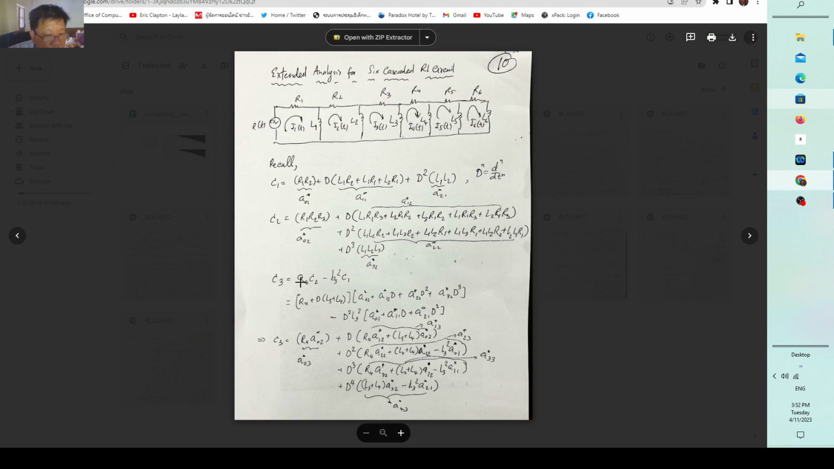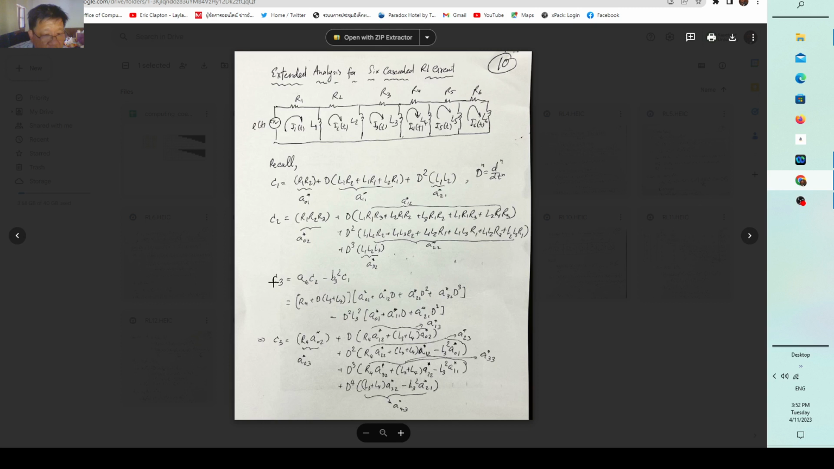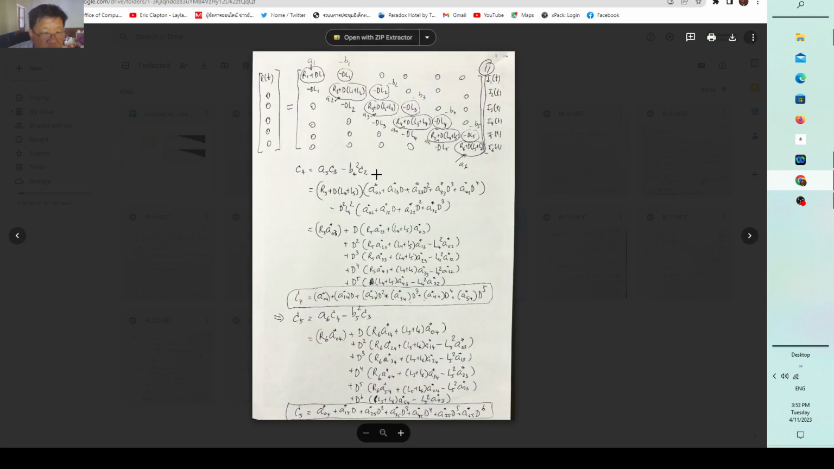So for C sub 4, all the indices move one additional value. C sub 4 becomes A sub 5 times C sub 3 minus B sub 4 squared times C sub 2. You can see that all the index 3 changes to 4, A sub 4 changes to A sub 5, C sub 2 changes to C sub 3, B sub 3 changes to B sub 4, and C sub 1 changes to C sub 2. This is what they got.